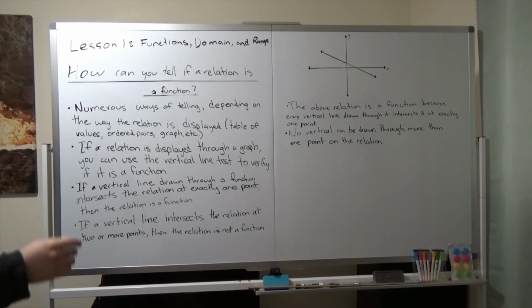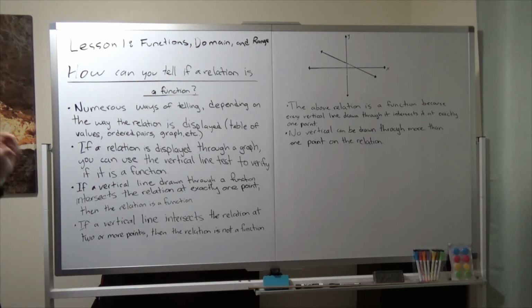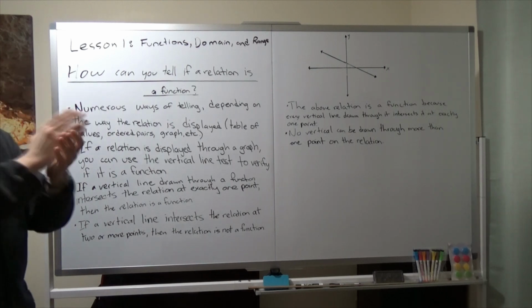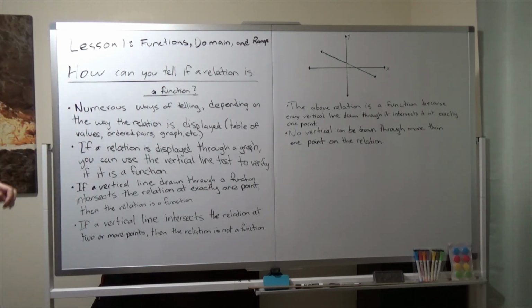If a relation is displayed through a graph, you can use the vertical line test to verify if it is a function. So that's a particular test which is used to verify if a graph is a function. If a vertical line drawn through a function intersects the relation at exactly one point, then the relation is a function.